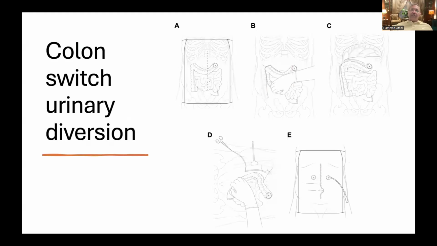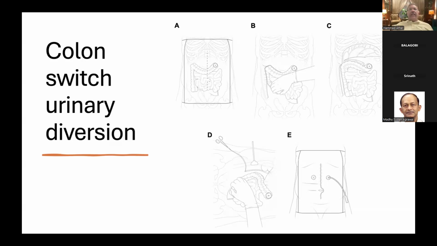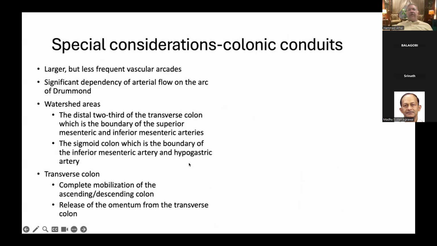You have another group of patients in whom a colostomy is already done previously because of either colonic cancers or some other reason. And in these patients, you can do a colon switch urinary diversion. So what you essentially do, if there is a transverse colonic or sigmoid colonic stoma, then you can use that part of the colon for urinary diversion and create a stool diversion a little proximal to it. And this is called colonic switch urinary diversion.